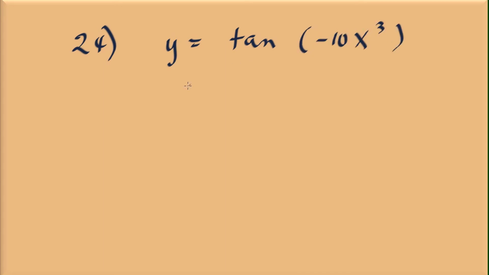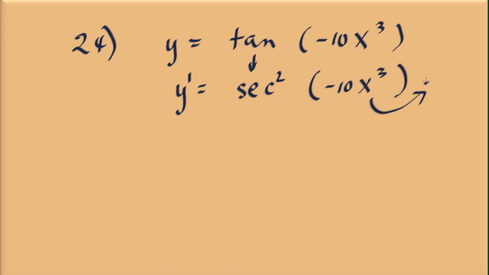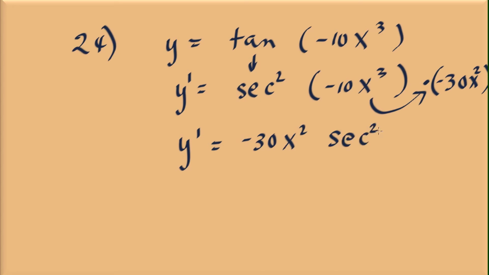Okay, next, let's say you have to get the derivative of tangent of negative 10x cubed. So what is y prime? The derivative of tangent is secant squared of that same negative 10x cubed. But make sure you multiply by the derivative of this negative 10x cubed, which, using power rule within, is negative 30x squared. Okay. Organizing, we have negative 30x squared secant squared of negative 10x cubed.